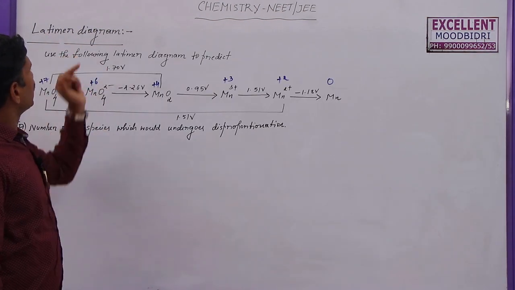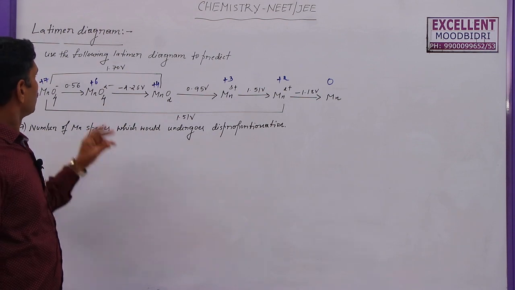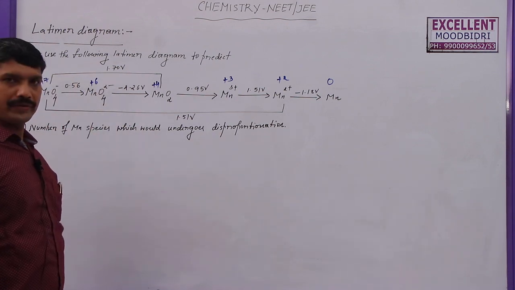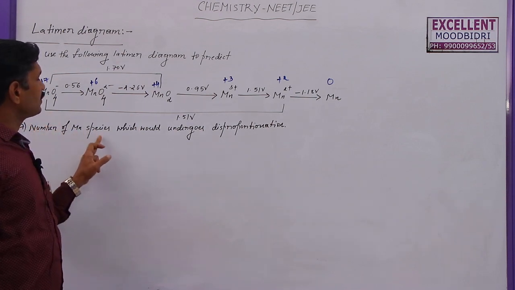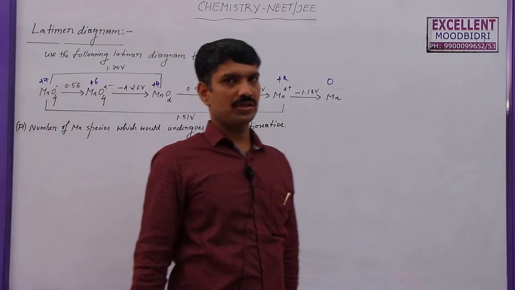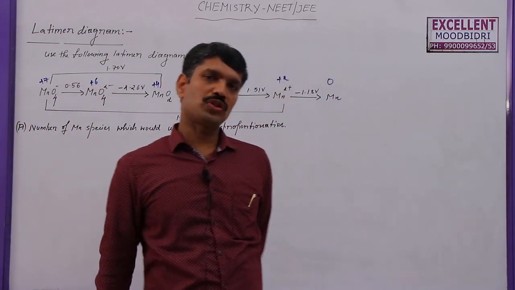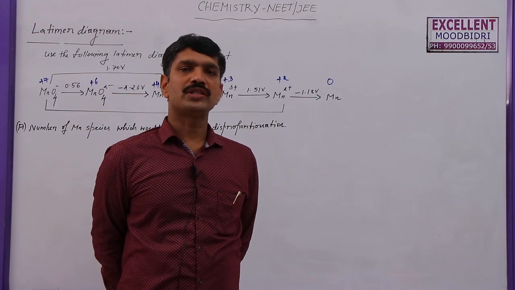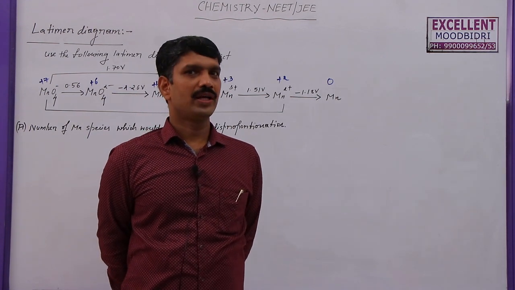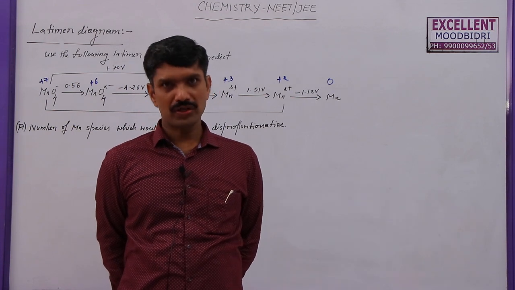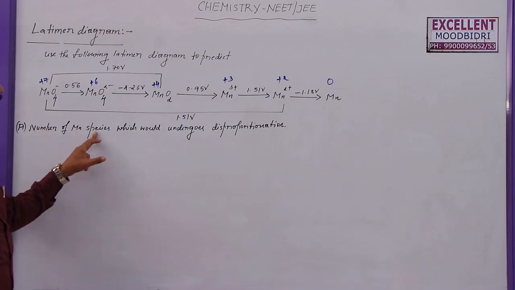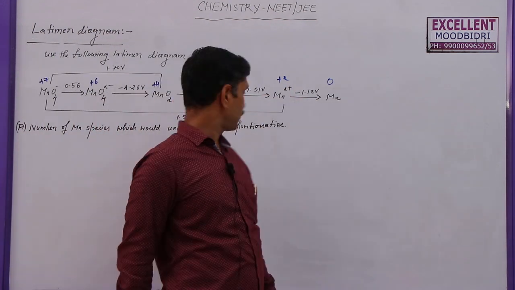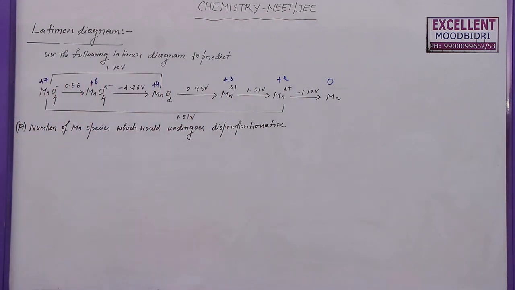Here, based on the Latimer diagram, one problem. Use the following Latimer diagram to predict, this is the given Latimer diagram, the number of manganese species which undergo disproportionation. Do you know what disproportionation is? It undergoes both oxidation and reduction. Such a reaction is called a disproportionation reaction. So the question is: how many manganese species undergo disproportionation reaction?